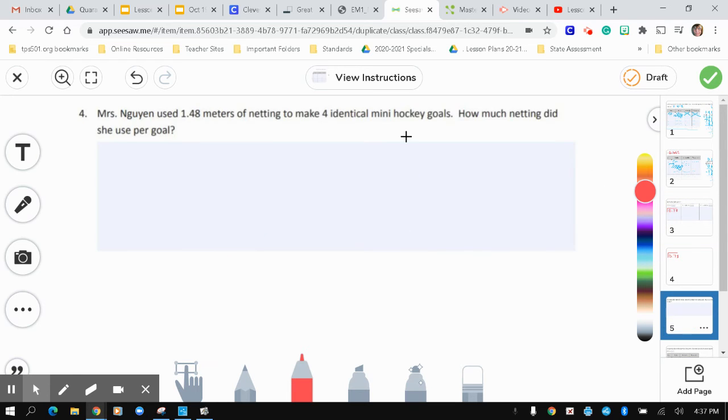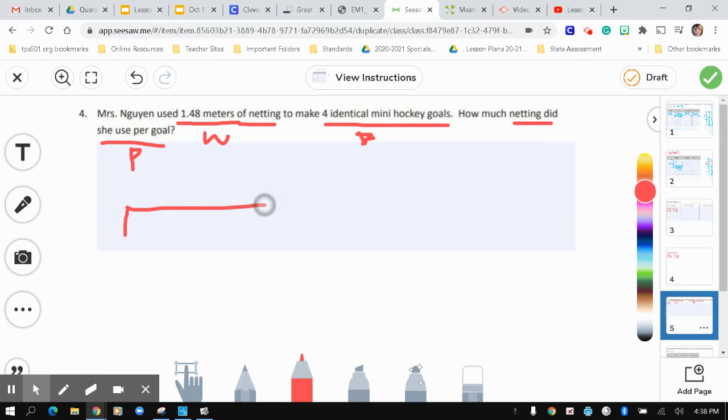All right, let's really quickly go to number 4. I don't know how to pronounce this last name, so we're going to call her Mrs. N. She used 148 hundredths meters of netting to make 4 identical mini hockey goals. How much netting did she use per goal? So we have our whole right here. That's how much total netting she used. And we know that she made 4 goals. That's our part. But what we don't know is the netting used on one goal. That's our other part. That is the part we don't know.